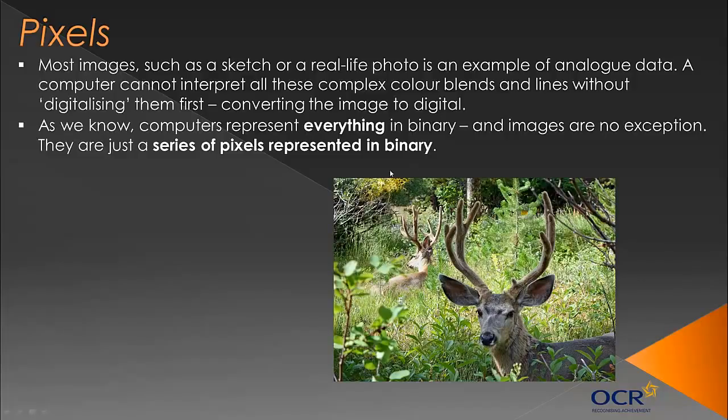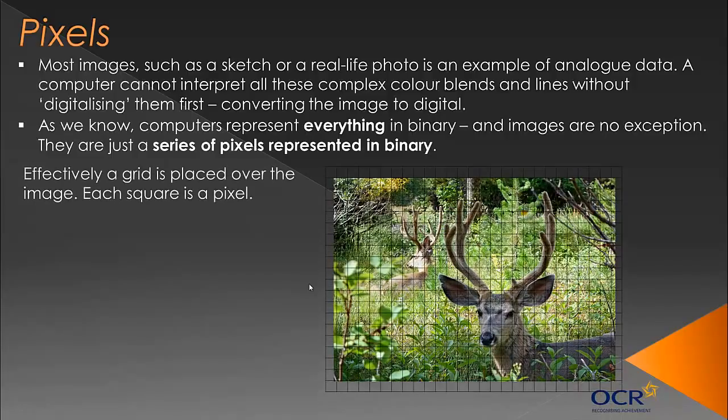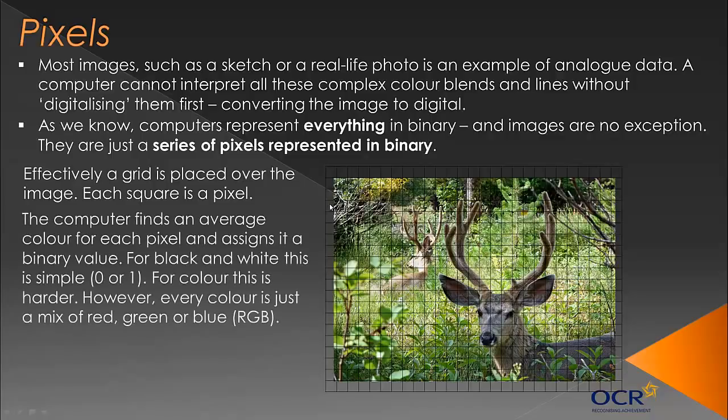So this is a photo I actually took in America when I went on a holiday. This isn't quite how it works, but you don't really need to know. Effectively, the computer places a grid over the image, and each square is a pixel. What the computer does is find the average colour in each pixel. Naturally, this grid is way bigger than it would actually be, because this would just be a series of dots. You wouldn't be able to discern anything from it. So it finds an average colour for each pixel and assigns it a binary value.